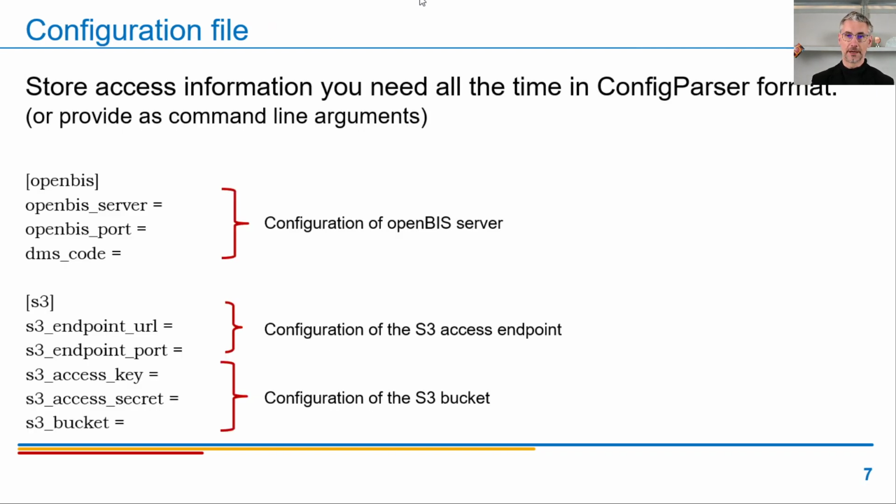The configuration file that stores recurring information contains the details about the OpenBIS server. This you can also get from project A07, along with the S3 configuration. This is something you always need in interacting with OpenBIS and the S3 storage space. But for you, this needs to be set up once and then you can use it all the time.